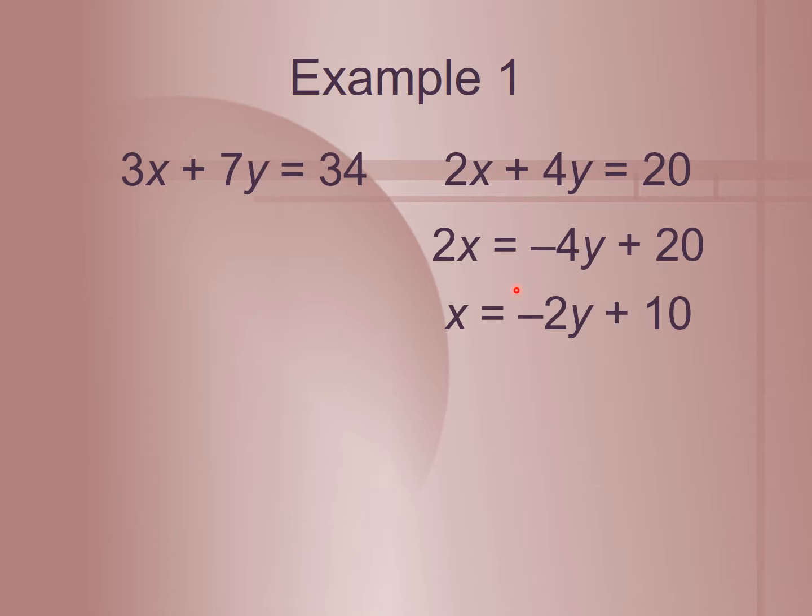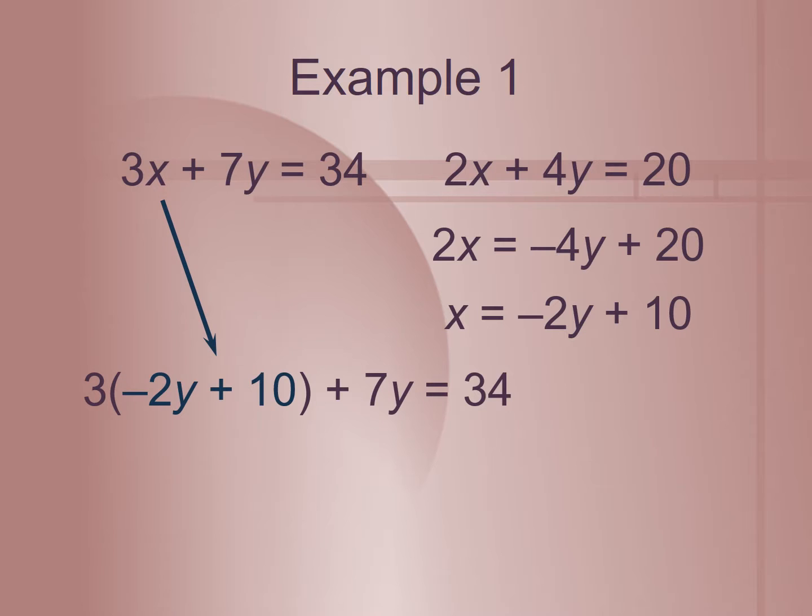Now we can use that expression and substitute it for x into the other equation. So instead of writing 3 times x, we have 3 times negative 2y plus 10, and then we'll bring down the rest of the information, plus 7y equals 34. Now we have an equation with just one variable, which means we can solve for that variable. We'll start with distributing the 3, and then we get negative 6y plus 30 plus 7y, and negative 6y plus 7y will give us just y, or 1y, plus 30 equals 34, which means y is equal to 4.